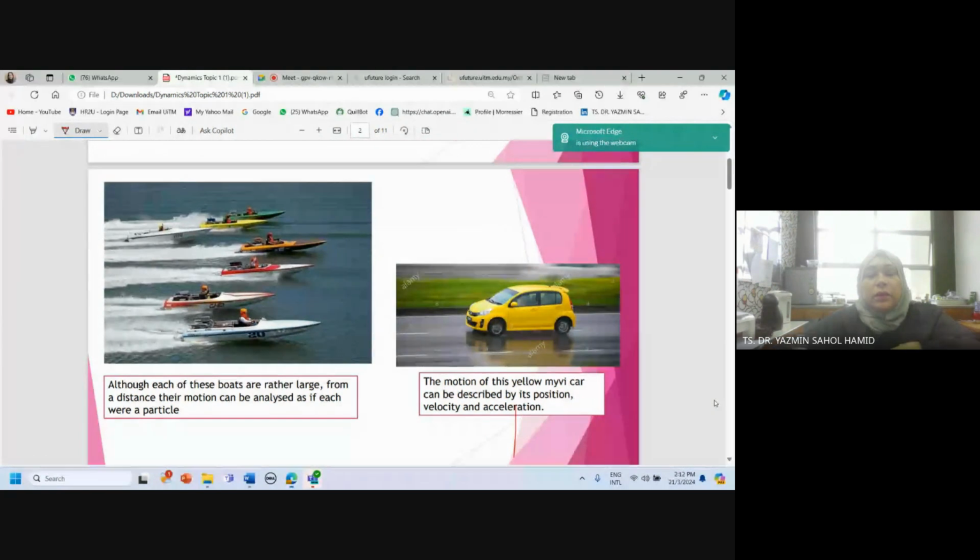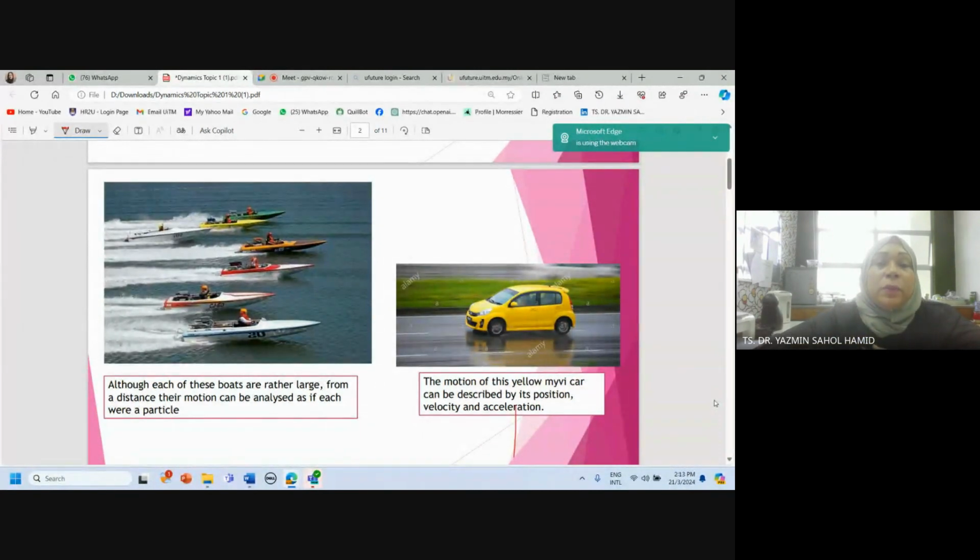when we talk about analyzing a particle, it means that even though we have big boats like you see in this diagram, and the boats are far away at a distance, we can analyze it as a particle. As I mentioned before, it can be as large as an aeroplane or as small as a pen. We can analyze it as a particle. And when we analyze it as a particle, for example, the yellow Myvi car, we can analyze the position, the velocity, and the acceleration of the motion of the car.